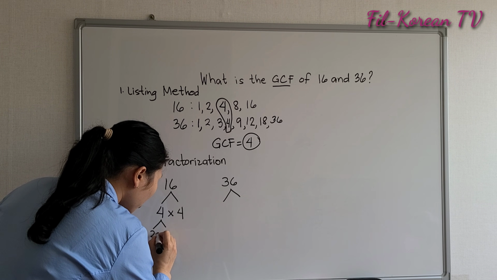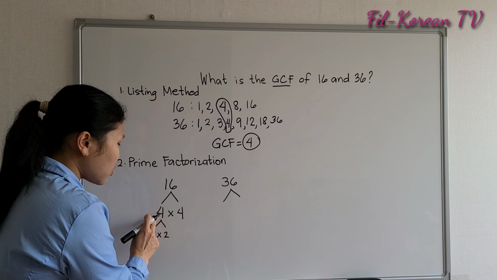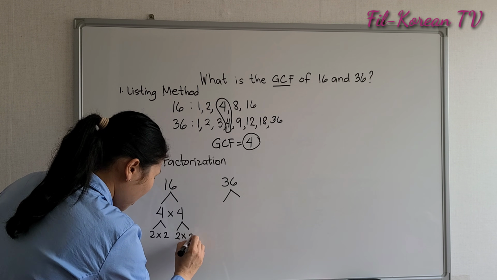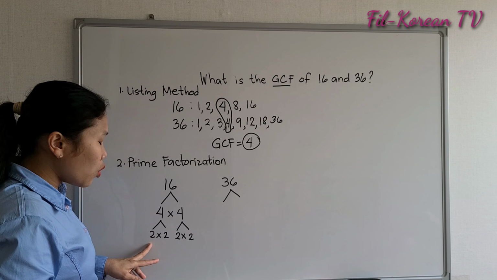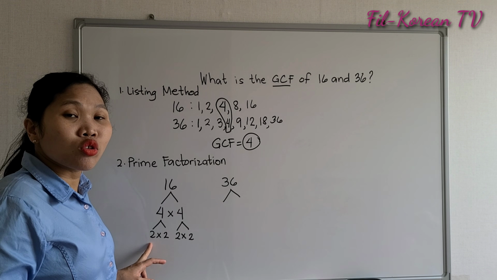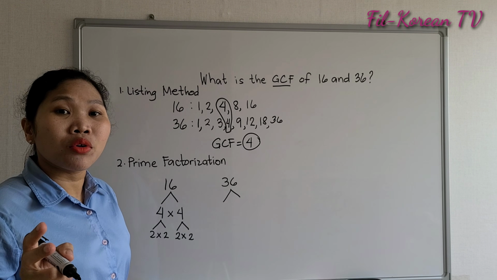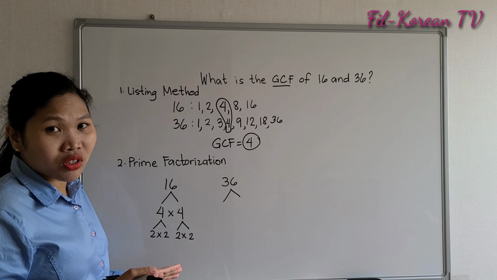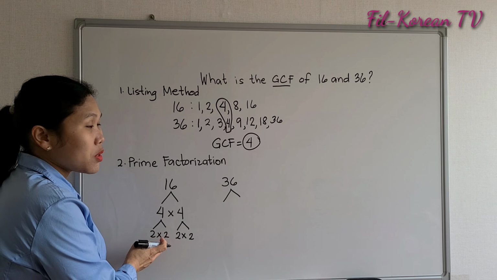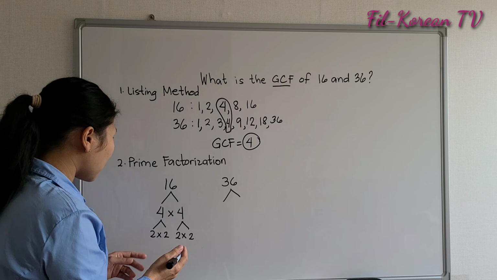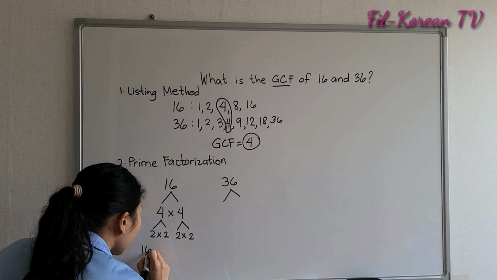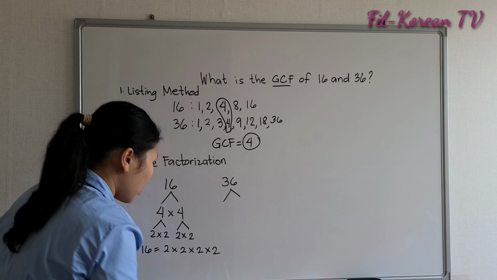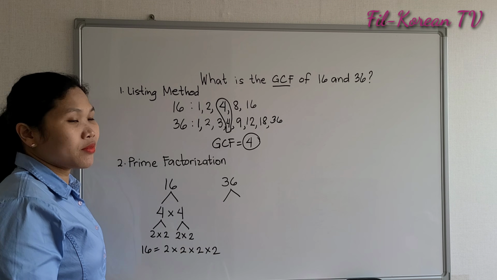This is 2 times 2. 2 times 2 equals 4. And then this one, 2 times 2 also. Okay. So 2, it has only 2 factors. 1 times 2 equals 2. So the factors are 1 and 2 only. 2 is a prime factor. So we will stop here because we already get the prime factors. We will write 16 is equals 2 times 2 times 2 times 2. 2 times 2 times 2 times 2 equals 16.